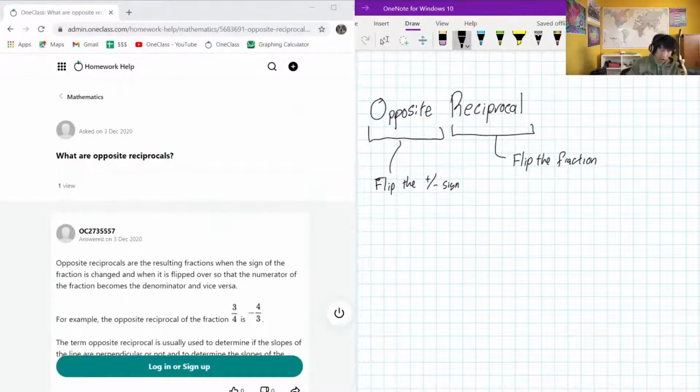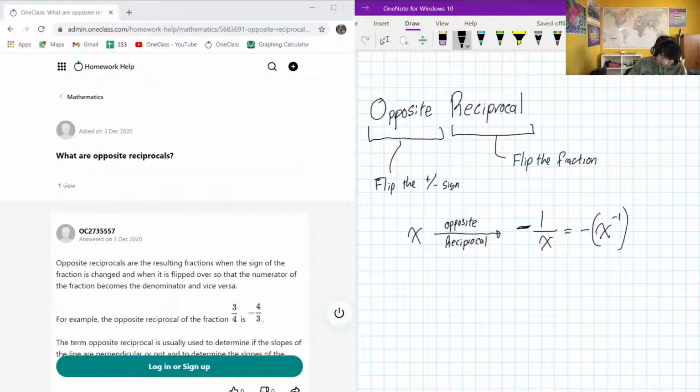Okay, so opposite reciprocal, let's say x. The opposite reciprocal of this is going to be negative, that's the opposite part, 1 over x, and the 1 divided by is the reciprocal part. Another way that you can write this is negative x to the power of negative 1. That's another perfectly valid way to write this.